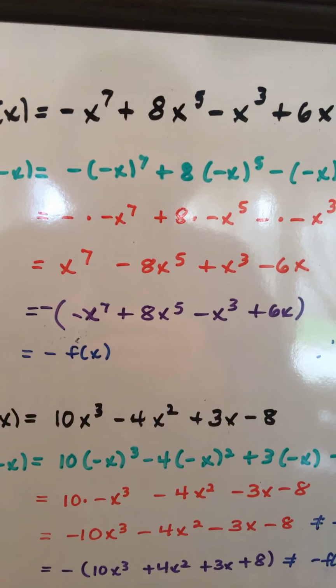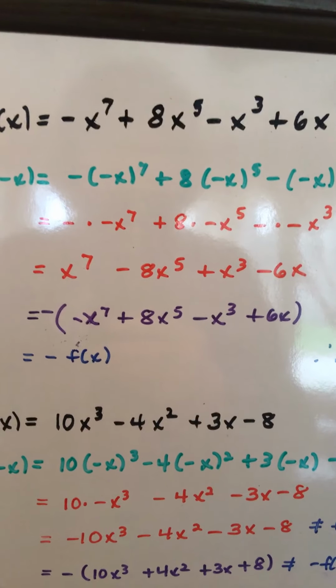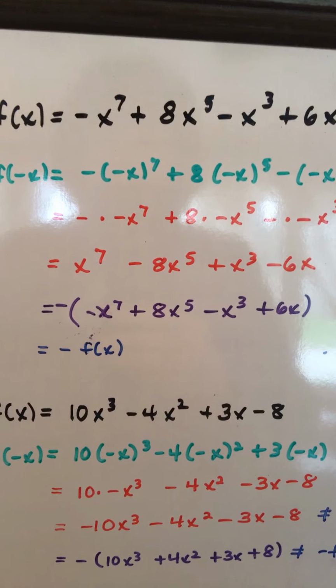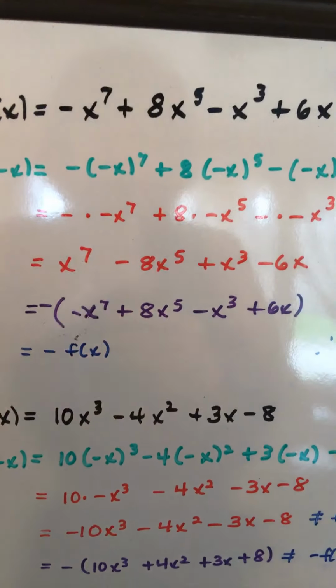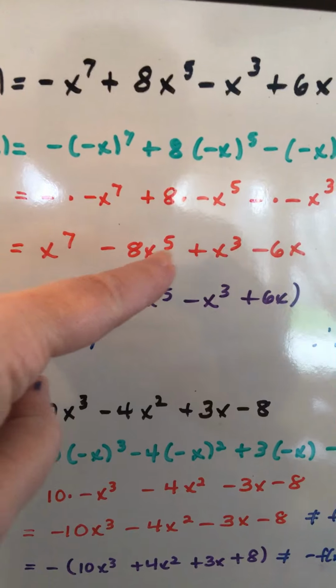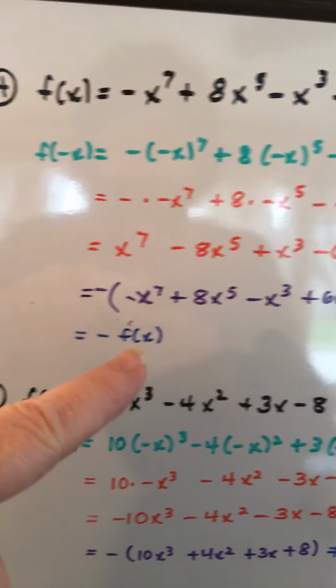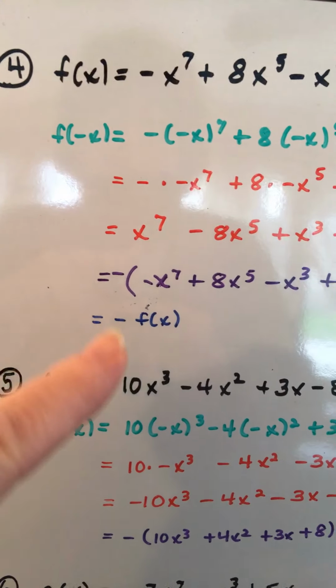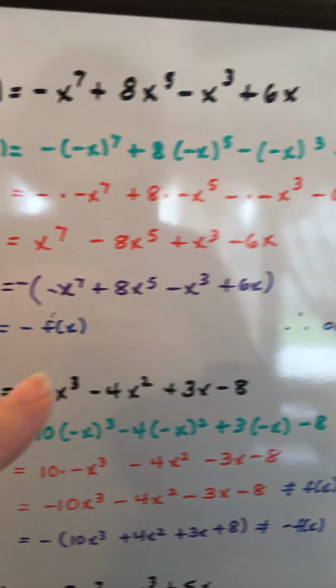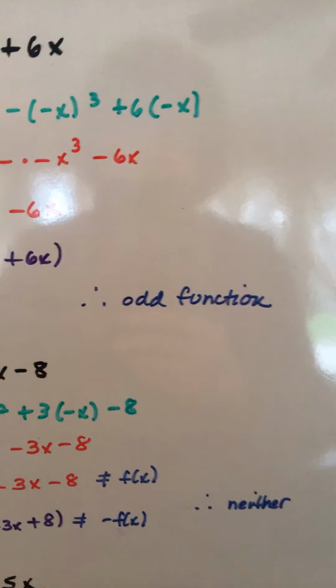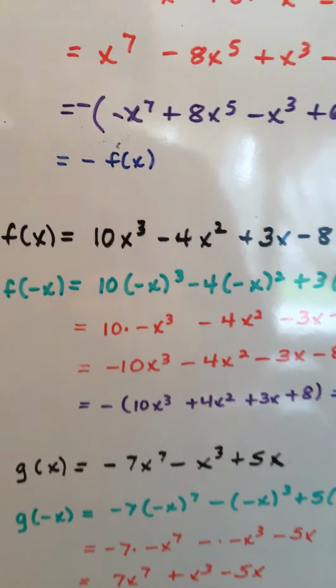I notice that the red and the black are exact opposites, so I can factor out a negative. And when I factor out the negative, I just change it, change it, change it, change it. And now the black matches the purple. And so f of negative x is equal to negative f of x, and so we have an odd function. Let's go to the next one.